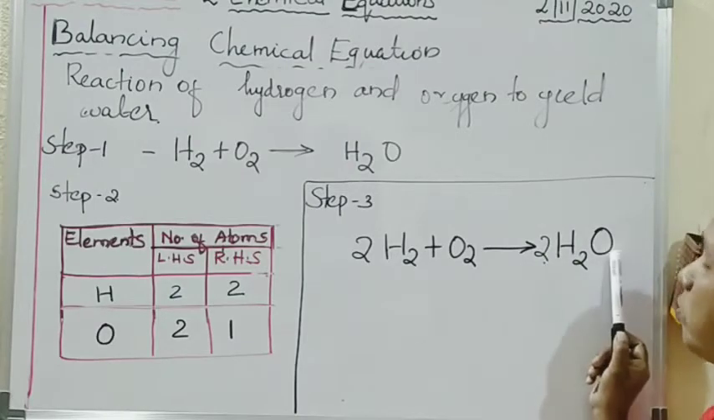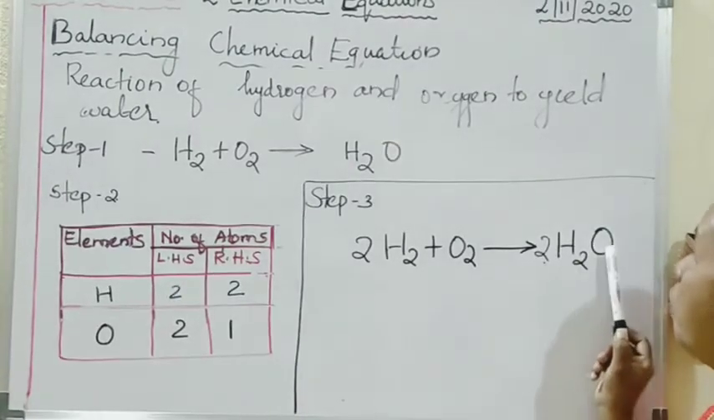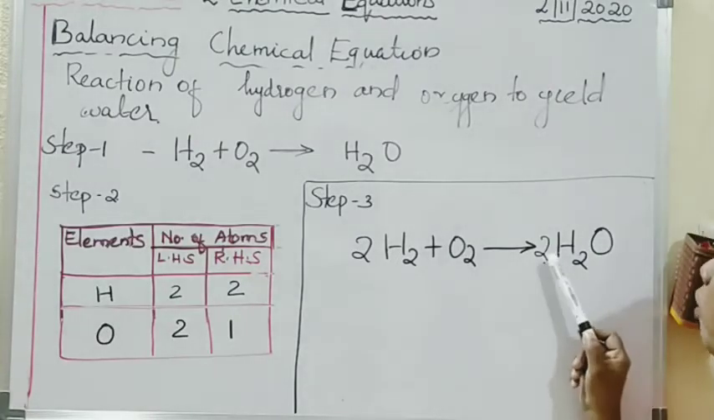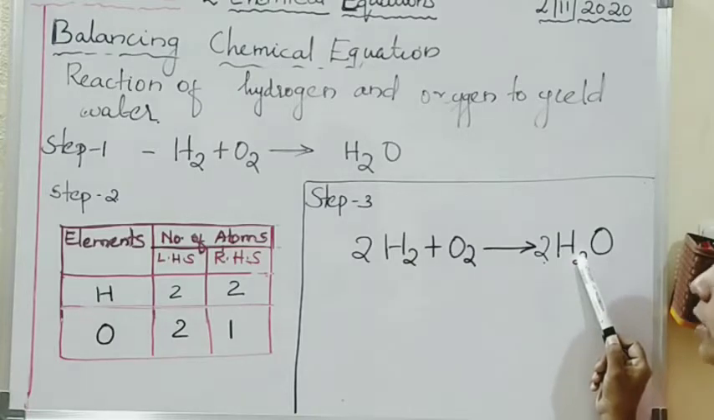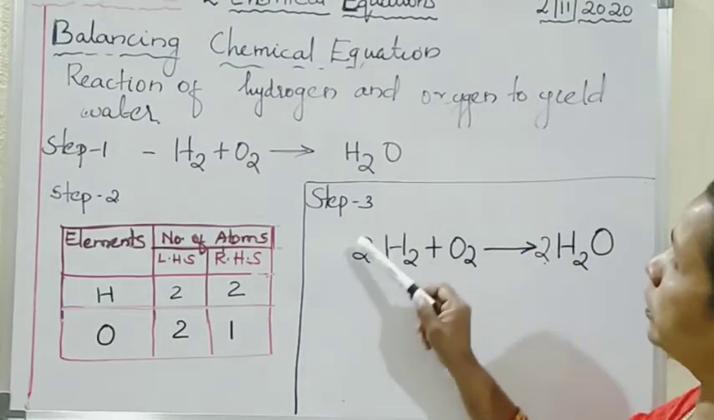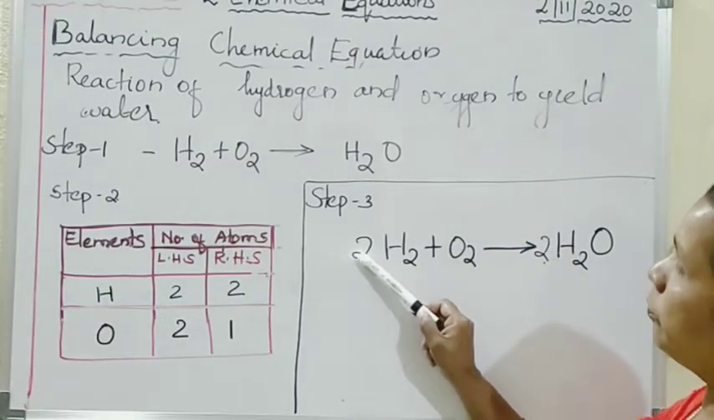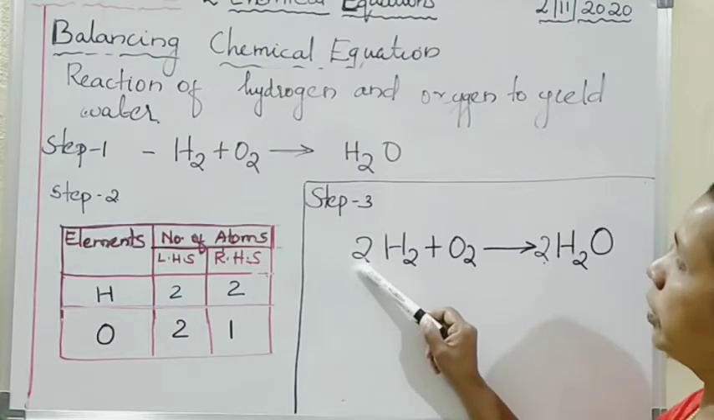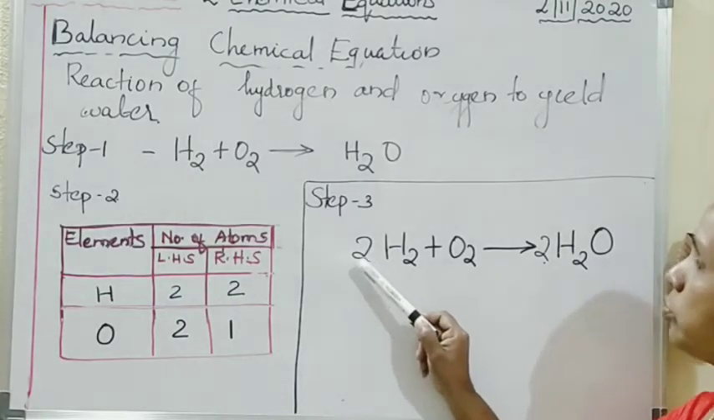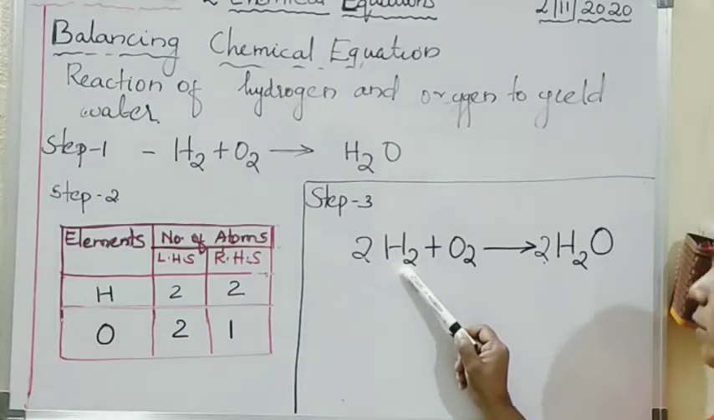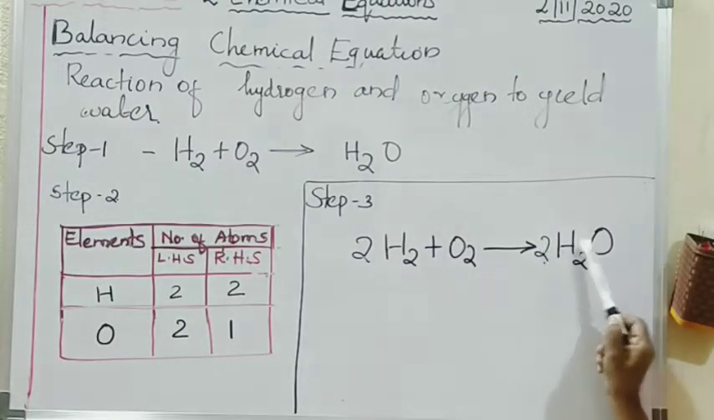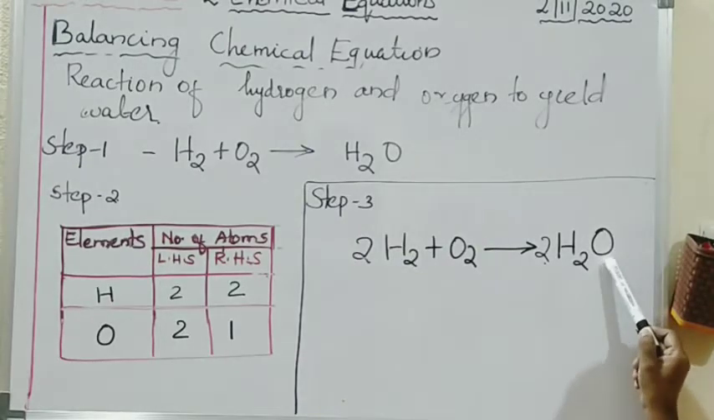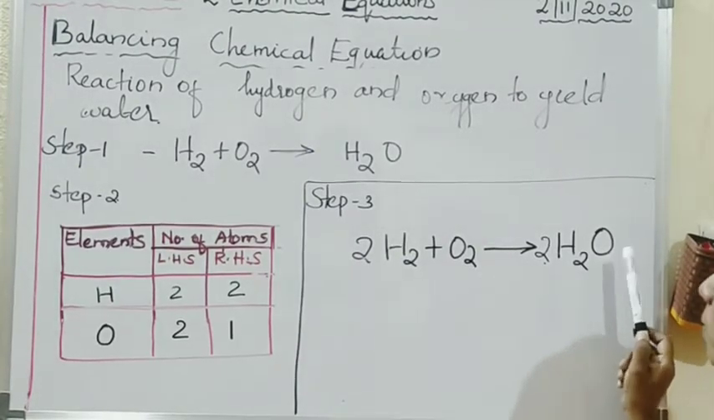Now how many oxygen atoms are there? 2 oxygen atoms. How many hydrogen atoms? 2 into 2, 4 hydrogen atoms. Then on the coefficient of H2, we have to keep 2. Then here also 2 into 2, 4 hydrogen atoms, and here also 4 hydrogen atoms. Here 2 oxygen atoms, and here also oxygen atoms are there.